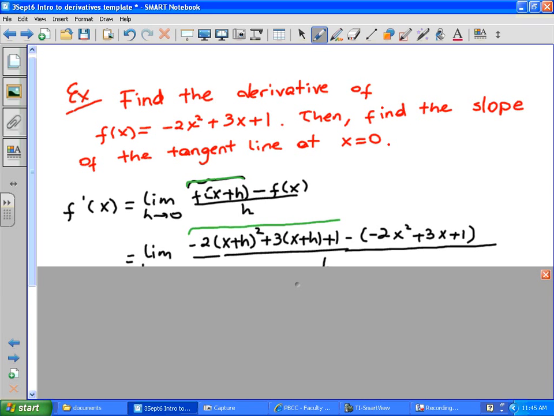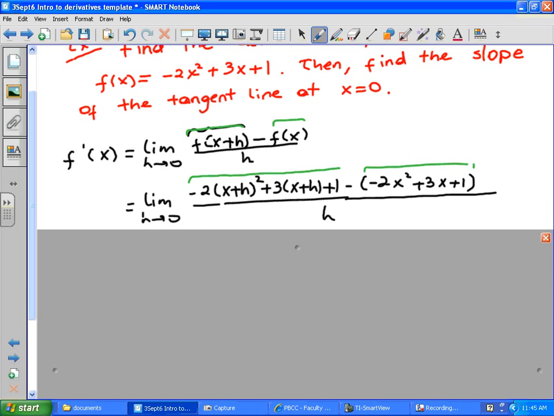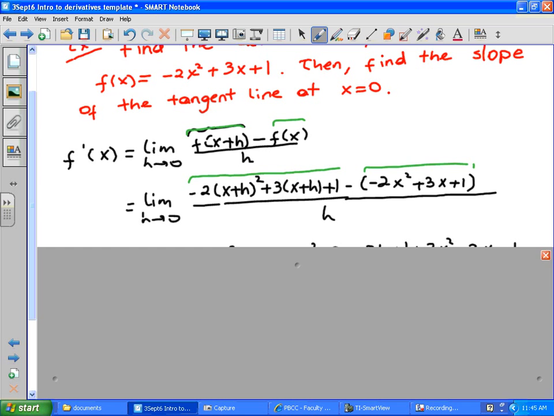Then we want to subtract f of x. So I use parentheses there so that I don't forget to distribute the negative sign. So we subtract f of x. In the next step, we're going to expand all those parentheses, the binomials, etc. So if you do so, FOIL the (x plus h) squared and distribute the negative 2 in, you will have the following.